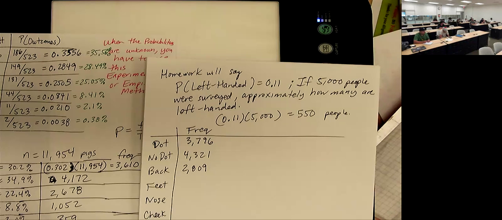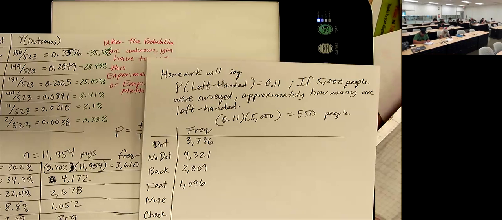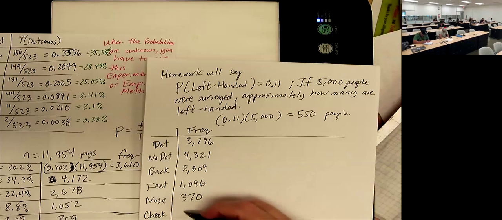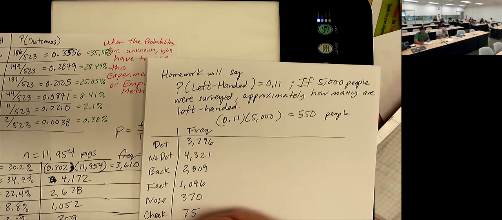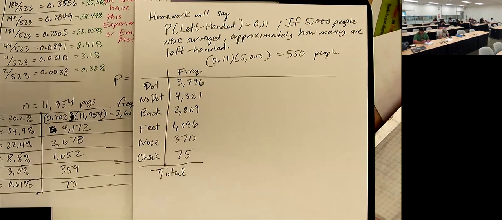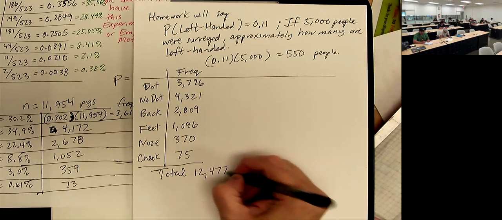Or 1,052 plus 44. That's 370 and 75. So our total here, off screen, 11,954 plus 523, 12,477.